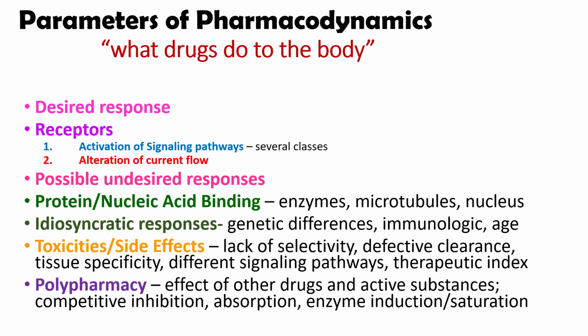And so think of idiosyncratic responses as an unpredictable event, not explained by the pharmacologic properties of the drug, right? An example would be an individual with infectious mononucleosis who develops a rash when they're given ampicillin. Now, ampicillin is a penicillin-type antibiotic, and it's used to treat a variety of different bacterial infections. So a rash develops, right?